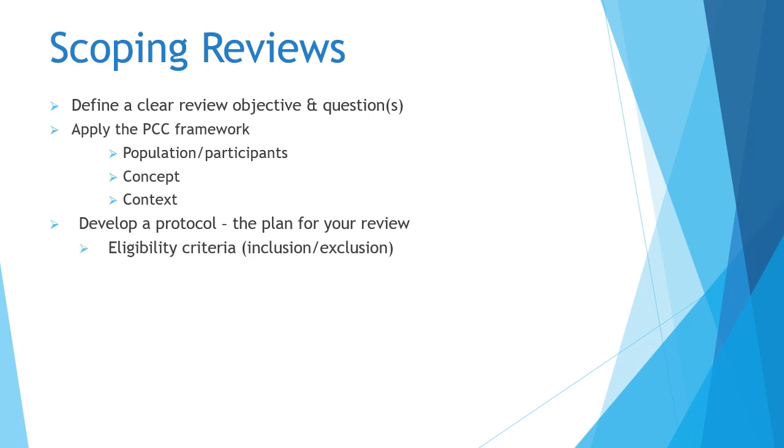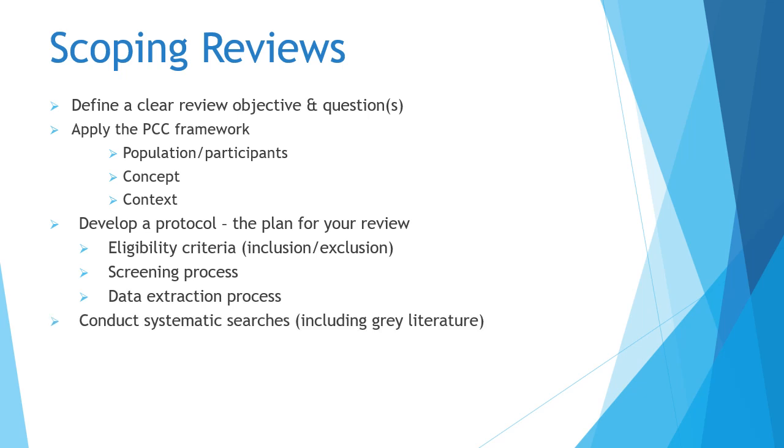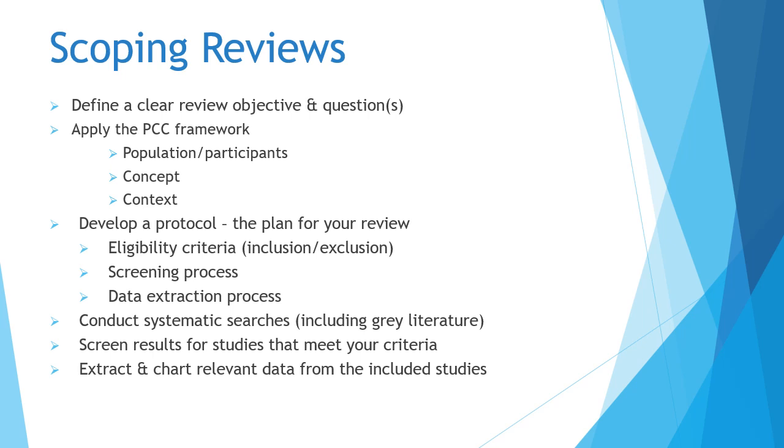The protocol includes eligibility criteria, what articles and studies you include in the final review, explains the screening process, and explains your mode of data extraction. Once you have the protocol, you conduct your systematic searches, including gray literature, if applicable. Gray literature encompasses research published outside of scholarly journals, such as dissertations, government reports, and white papers. Screen the results of your searches using the eligibility criteria you've already established. Then you extract and chart relevant data from the included studies.